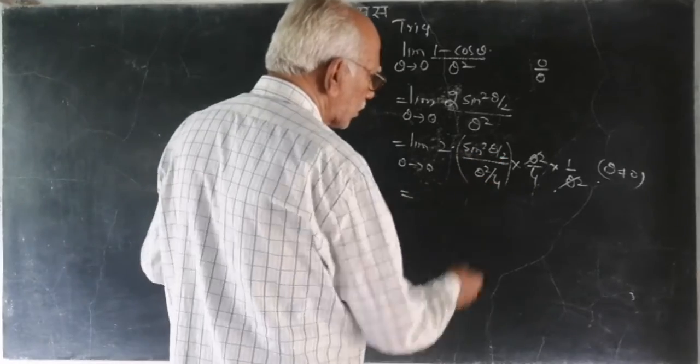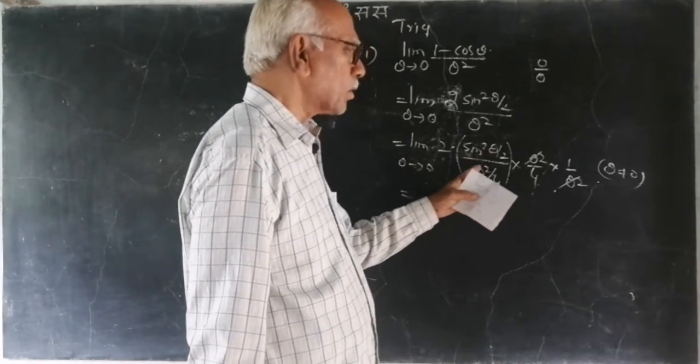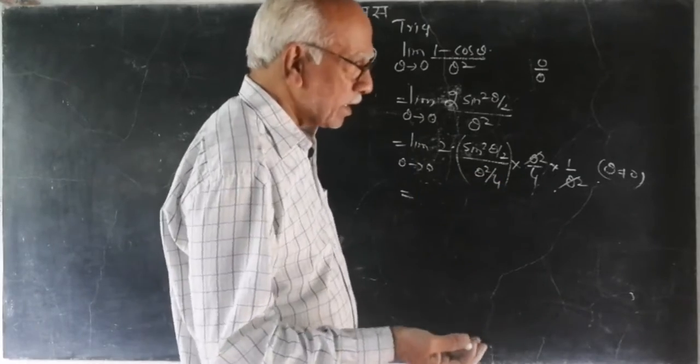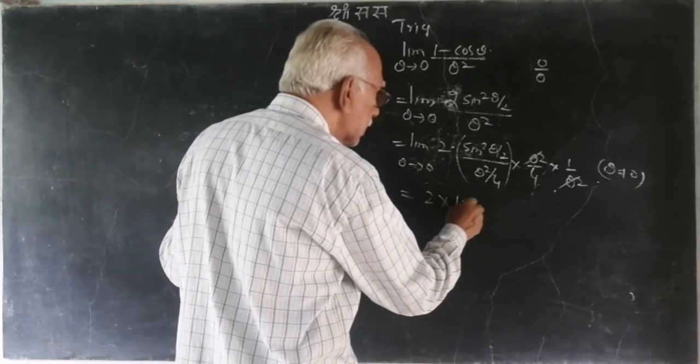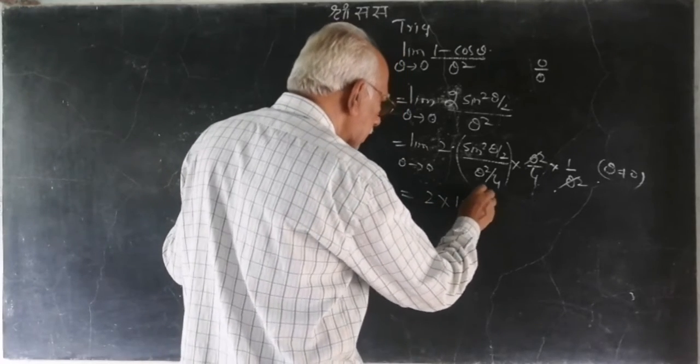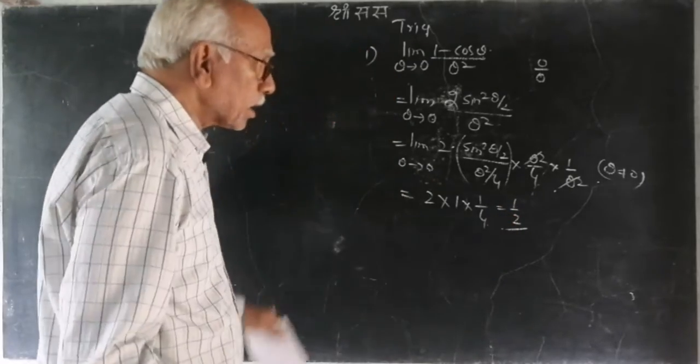What is the meaning of sin square (theta by 2) upon theta square by 4? It is nothing but (sin (theta by 2) upon (theta by 2)) whole square. Theta or theta by 2, they are considered the same. So 2 into 1 into 1 by 4, what will that particular value be? 1 by 2.